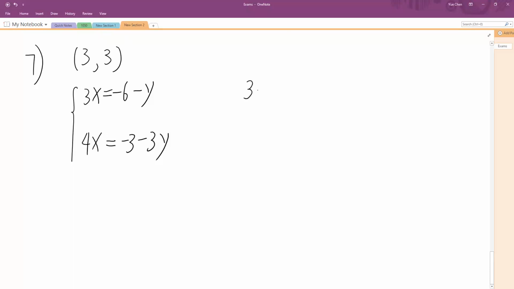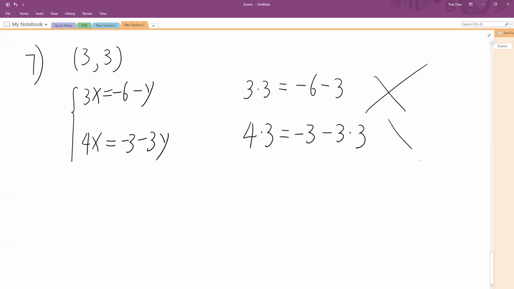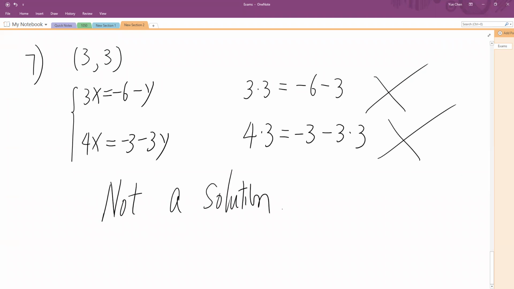So x equals 3, y equals 3. So 3 times 3 equals -6 minus 3. Is this correct? No, it's not correct, right? Of course, if it's not correct, you can say, okay, it's not a solution. But if it's correct, you need to plug in the second one. Okay, let's plug in the second one, just in case. 4 times 3 equals -3 minus 3 times 3. No, this is not correct, right? So of course, this is not a solution for this system, right?